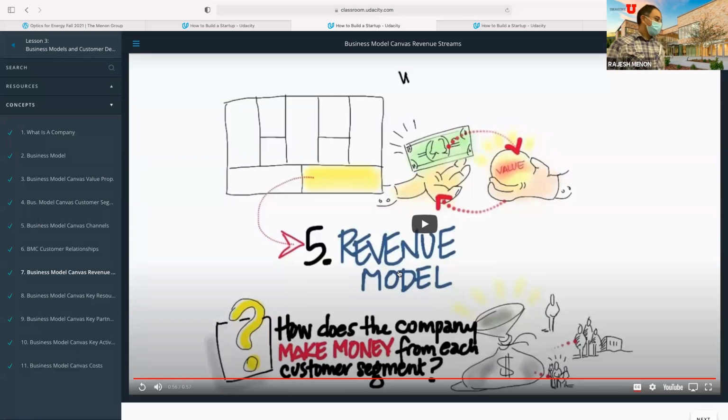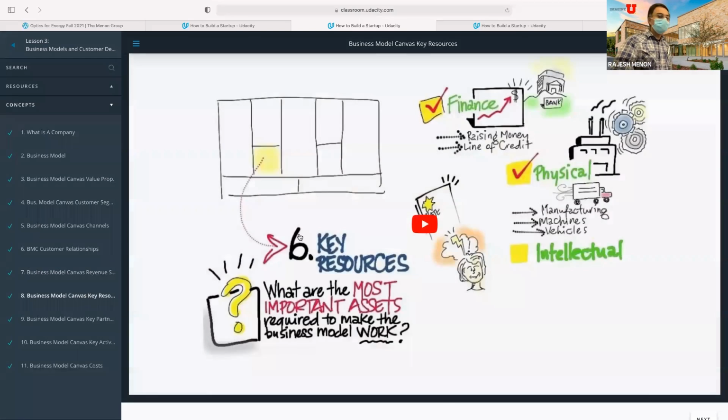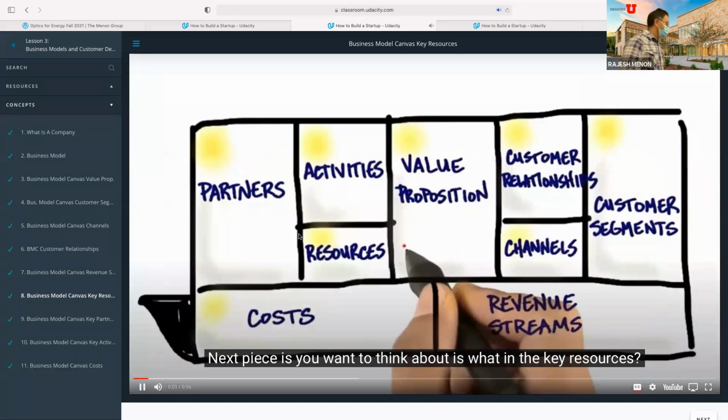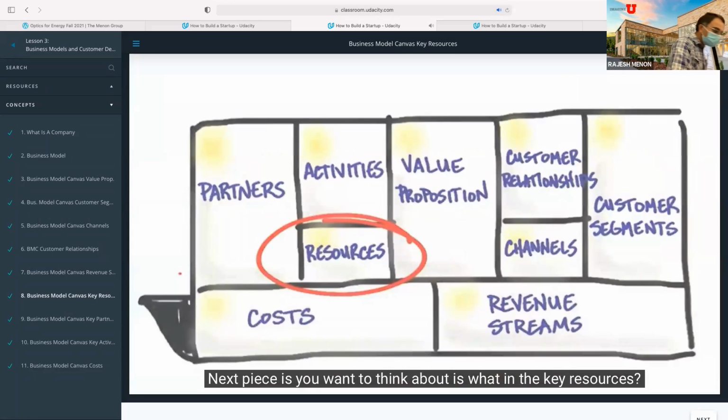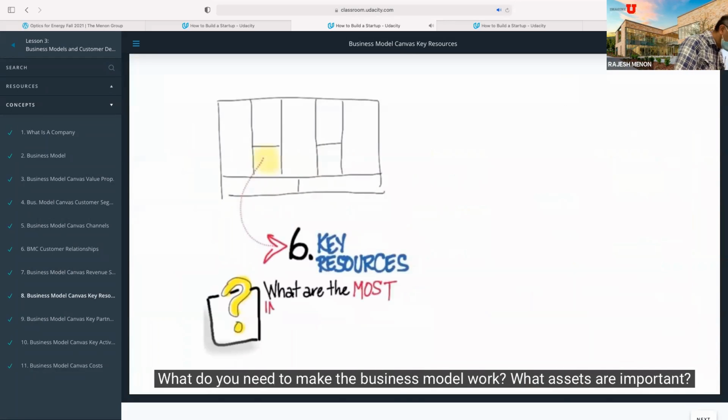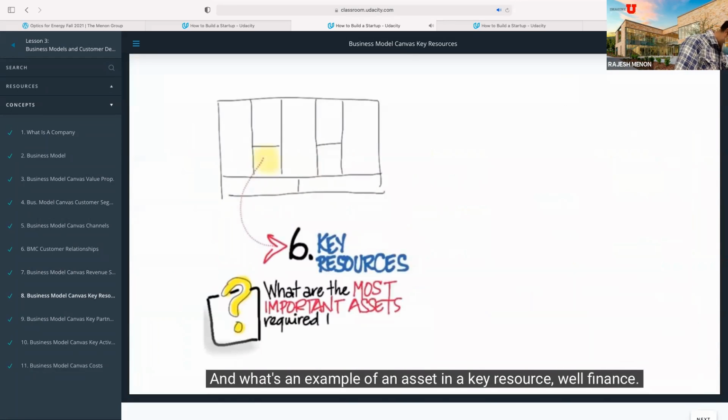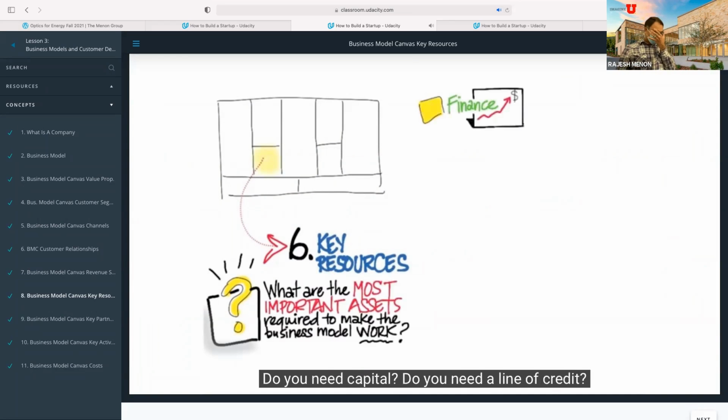Okay, let's move on to the next block, which is key resources. Yes, this is important also. The next piece you want to think about is what are the key resources? What do you need to make the business model work? What assets are important? And what's an example of an asset in a key resource? Well, finance. Do you need capital? Do you need a line of credit?